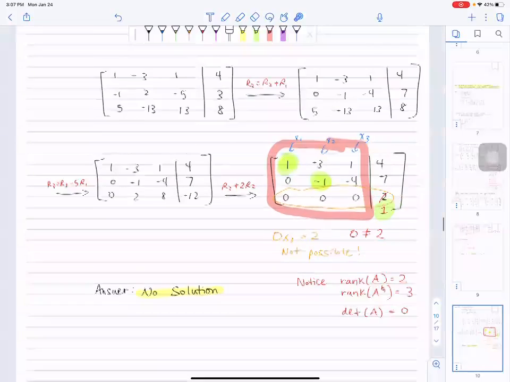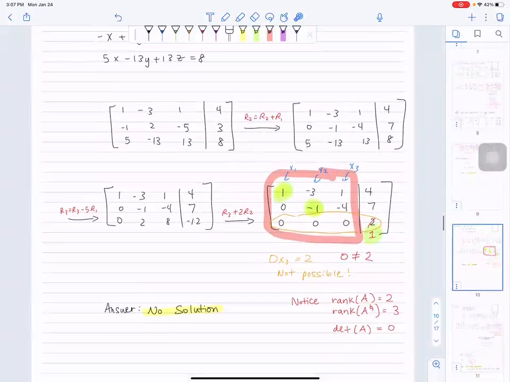Okay, any questions on this example? Yes. What is the determinant? The determinant is something that you'll use to see if an inverse exists. It's just like a property of a matrix. You can think of it like that.